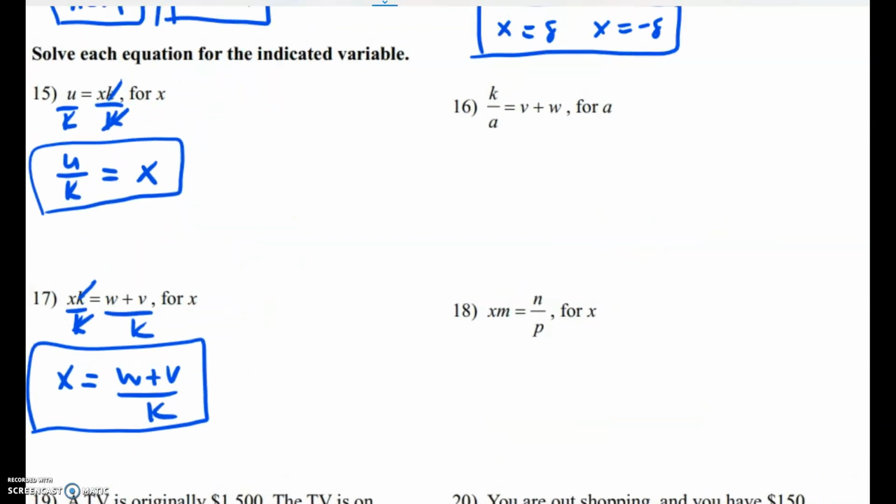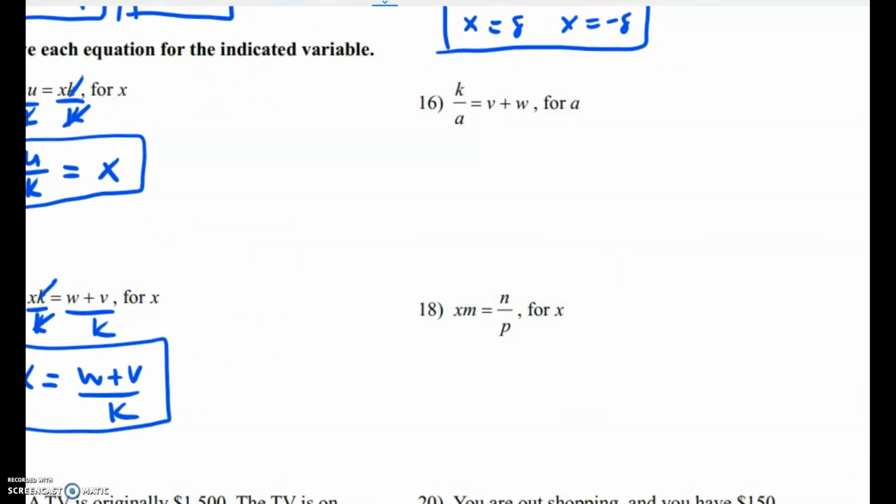All right, let's take a look at the next two. Number 16, I'm going to go ahead and do that one with you because this one we have not seen before and this will not be on the test. Okay? So it will not be on the test. So don't freak out about this problem. But I'll go ahead and solve it for you.